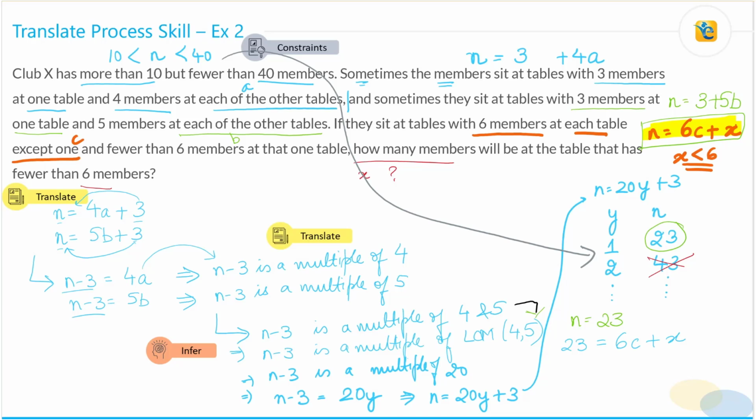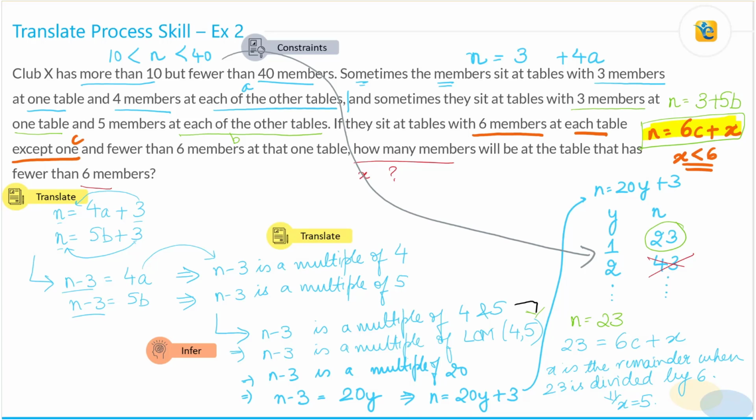How do I do my translation again? So how do I translate this information? So x is the remainder when 23 is divided by 6. Okay, that's what I need to figure out, which means that x is equal to 5.